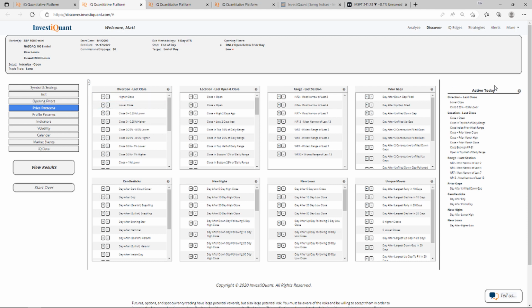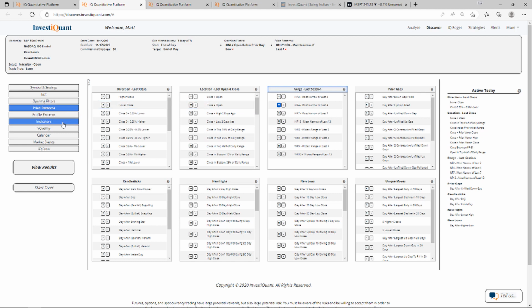So in the active today, we've got all the things that are true out of these different categories for today. They're all listed here. You can just click on them to add them. The range of the last session, you'll see we've got NR2, 4, 7, and 13. So technically, yesterday was the most narrow range of the past 13 sessions. I'm going to go with the narrow range 4 just because that's going to give you more samples to look at. So I'm adding that here.